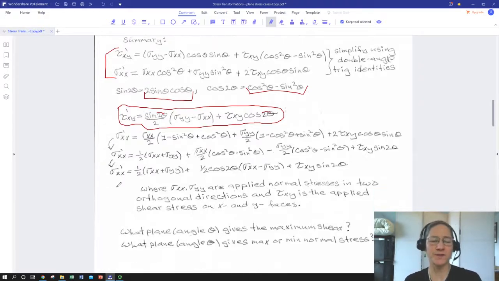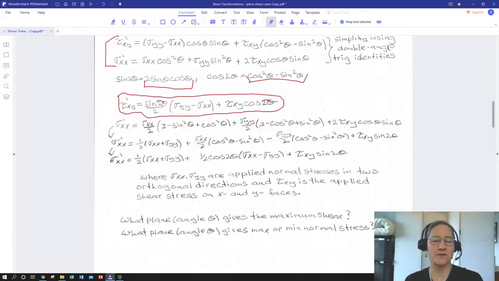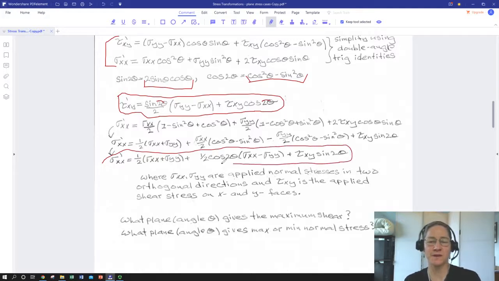We use a couple more steps to get an expression for our normal stress on that tilted plane. It's a little bit bigger expression, not too much. We got 3 terms, but the angles being cited are again in terms of 2 theta. Very, very important here to get the signs right.